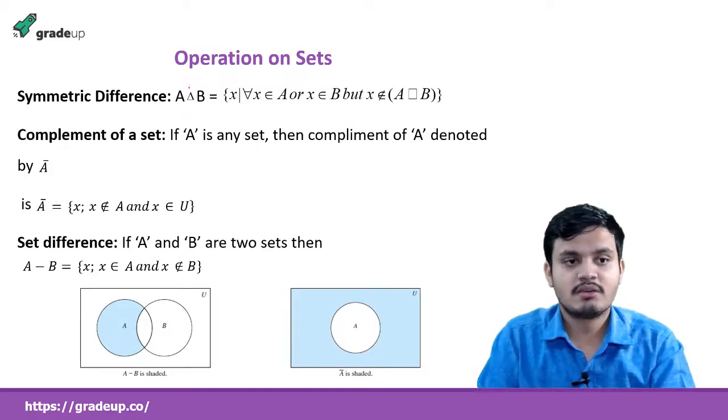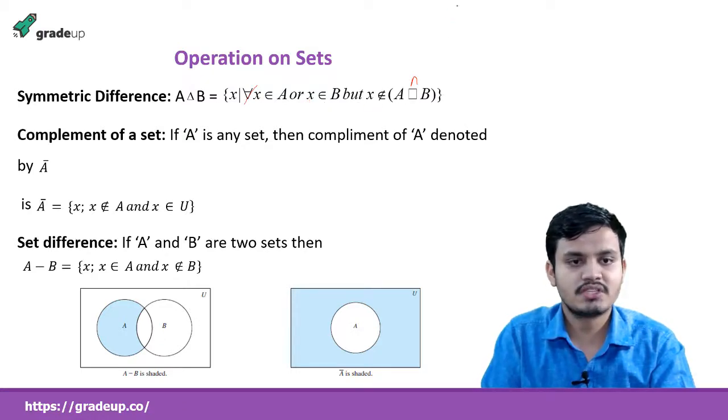Symmetric difference. Symmetric difference is important. For all X, X belongs to A or X belongs to B, but X does not belong to A intersection B. Here it should be intersection, and it should not be this: X belongs to A or X belongs to B, but X does not belong to the intersection.